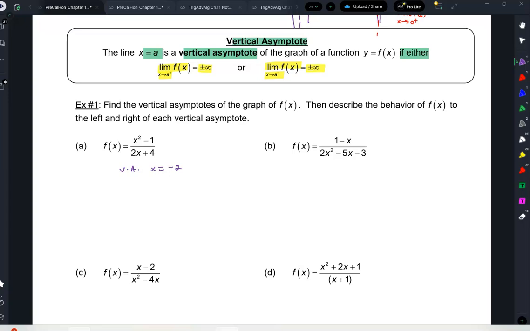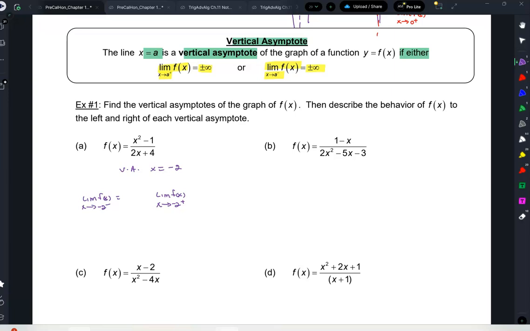So let's describe the behavior to the left and right of each vertical asymptote. So we say the limit of f of x as x approaches -2 from the minus side is what? And then the limit of f of x as x approaches -2 from the plus side is what? You can do this however you want. You don't have to sketch a graph, right? Or you can, just to give you another diagram or something.